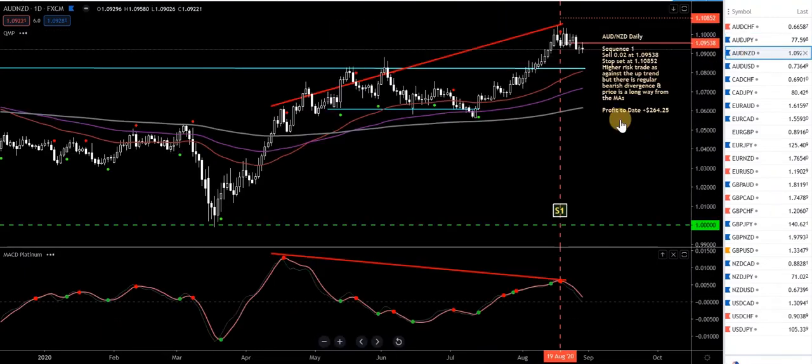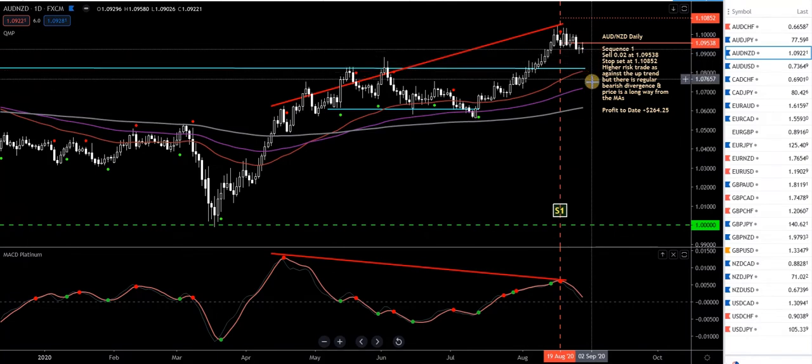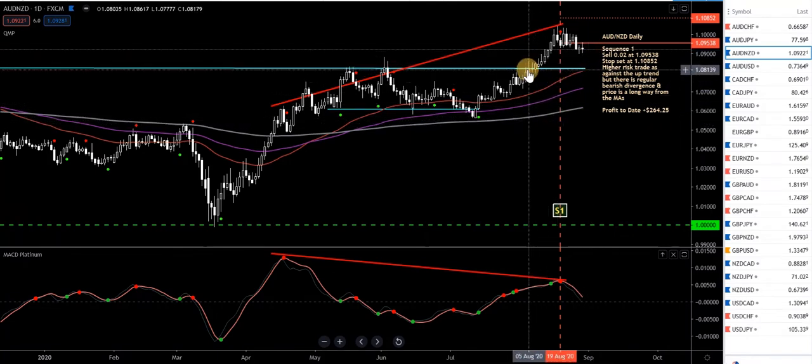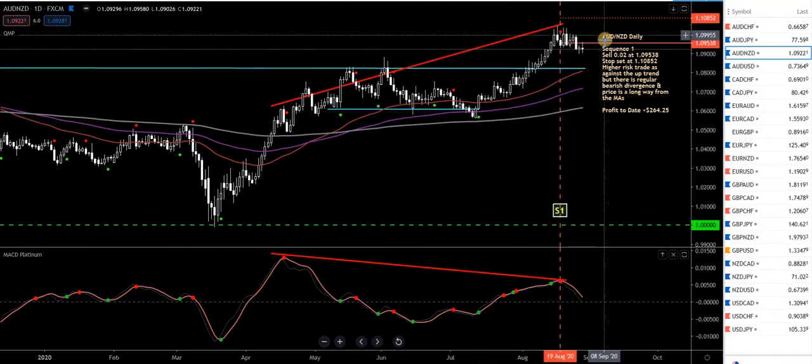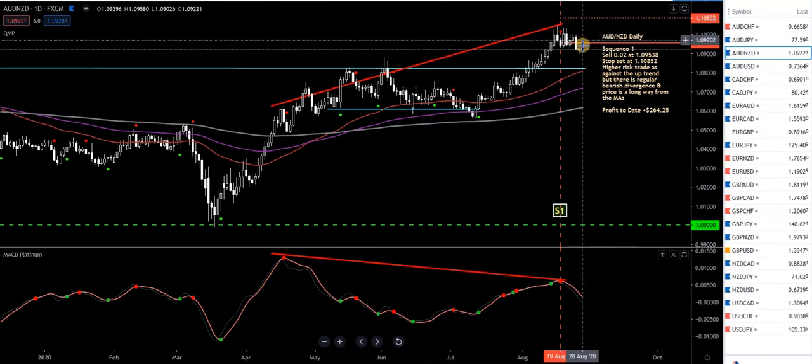Aussie New Zealand, just the one trade, took a sell up here, stop in place there. It sort of went against me initially, but it's come back down, sort of hovering around there at the moment. It was a high risk trade. Again, you can read my notes. It was against the trend, but it's all based on divergence, hence the stop in place.